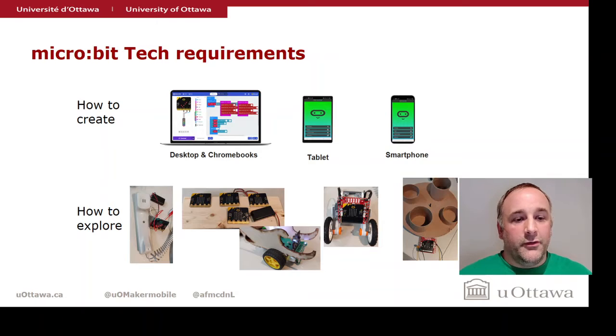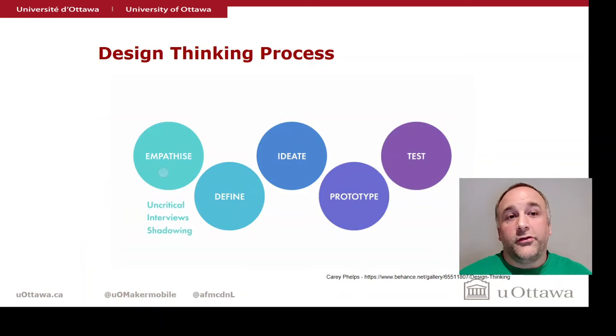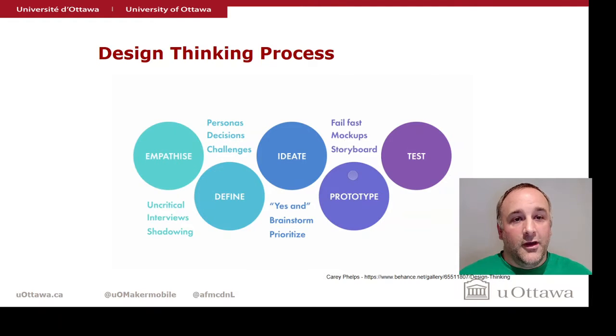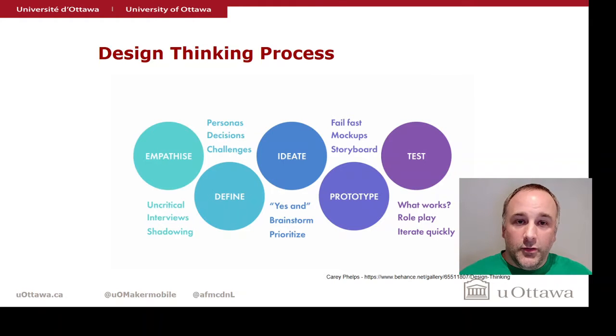But first, I want to talk about some of the processes that you might want to think about when you're bringing microbits into the classroom. One of those is the design thinking process. The design thinking process has five steps that allow us to think about particular problems and how we would be able to solve them. The first step is to empathize: reaching out to people and seeing what problems they have and how we can think about solving those. Through that, how we're thinking about solving those is where your define comes in.